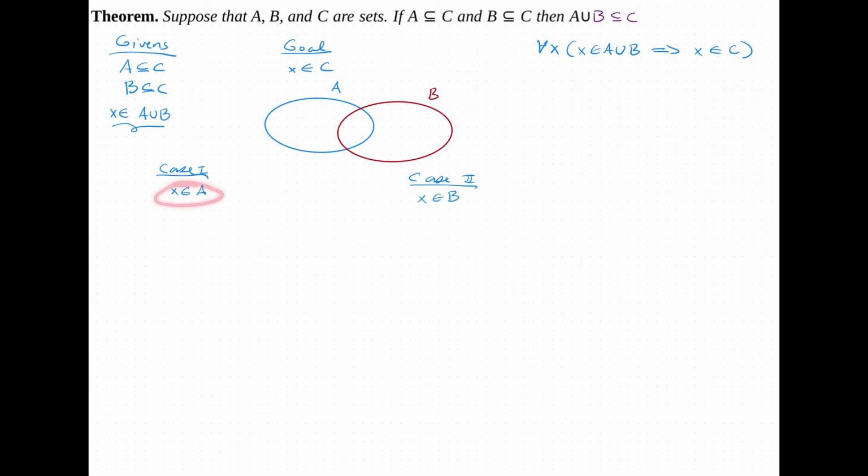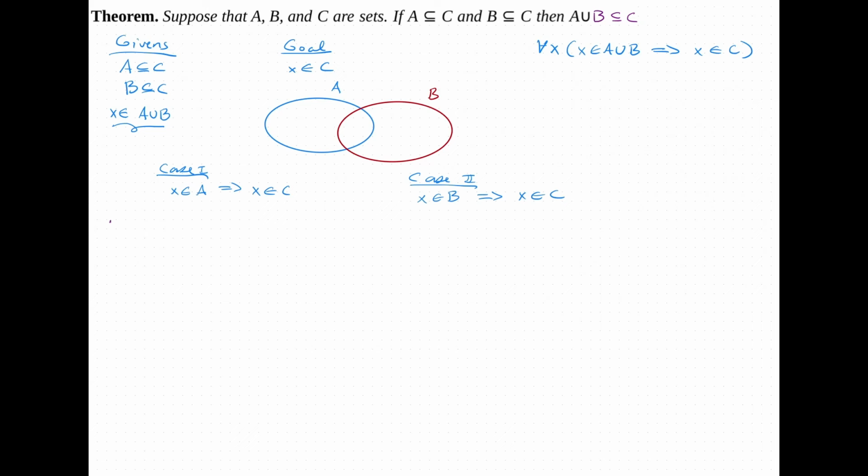So for case 1, we have x is in A, and then the given tells us that since A is a subset of C, then x in A has to be an element of C. And then similarly, if we look at x is in B, we will have that x has to be in C. And so we will also be done in this case.